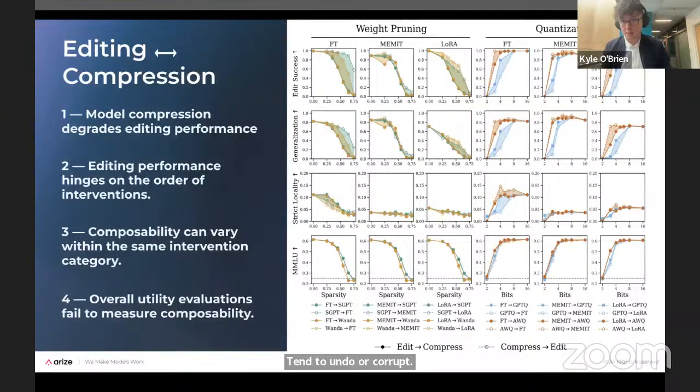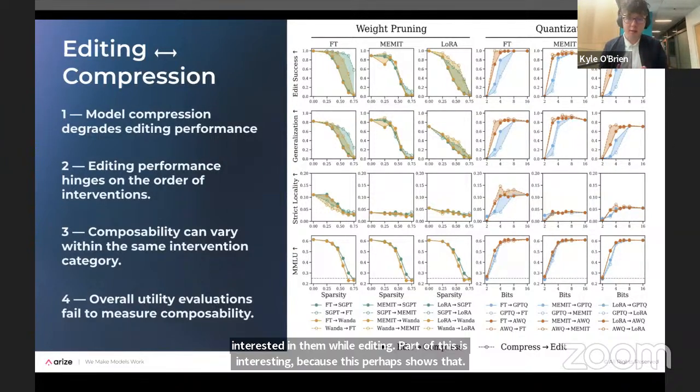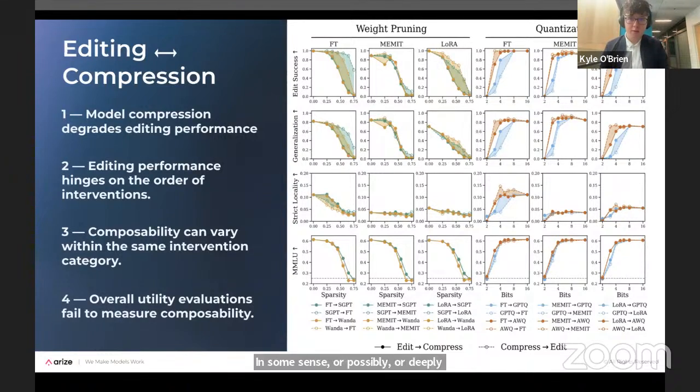This is for folks who are very interested in the model editing part of this. This is interesting because this perhaps shows that edits aren't, in some sense, robustly or deeply modifying the model. So if you modify your model just a little bit with compression, that can begin to undo your edits. So this shows that with the model editing literature, that may show a very strong editing performance if you only apply their editor. If you then further modify your model, then those edits become undone.